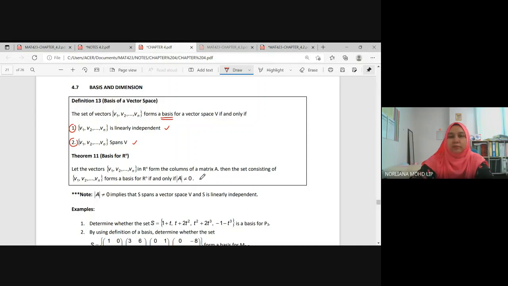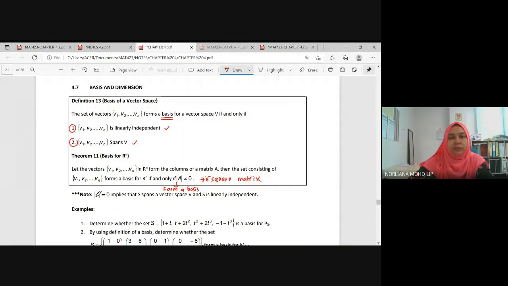Okay, yang ni kalau proof untuk square matrix. Square matrix. Jadi awak boleh proof guna yang ni je lah. Determinant of A is not equal to 0. So, therefore it forms a basis. Ni kalau square matrix ni.